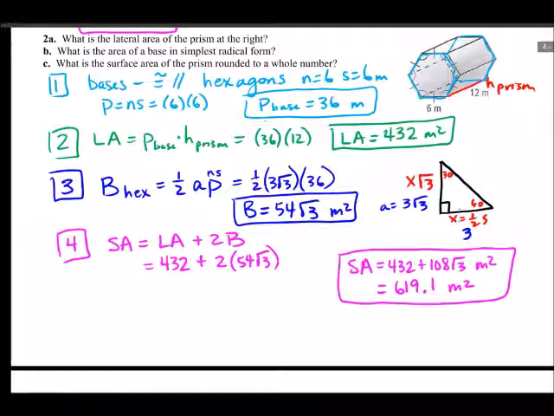Step 4 is to put it all together. My surface area is my lateral area plus 2 times the area of my base. So I can put this in simplest radical form, which would be 432 plus 108 square root 3 meters squared. Or we can put it all into the calculator and get 619.1 meters squared. So just do your steps one piece at a time, and you will be fine. Go back and review Chapter 8 and Chapter 10 if you need to.